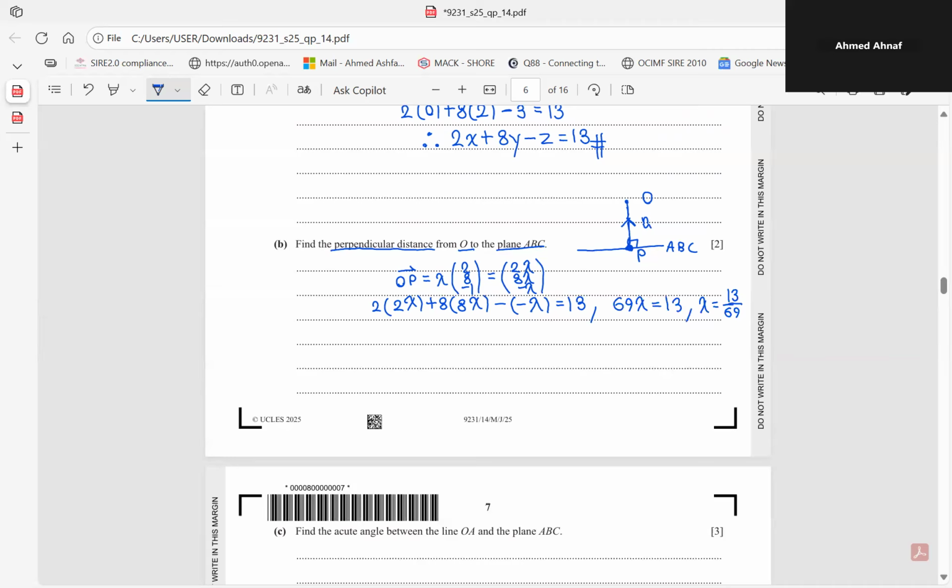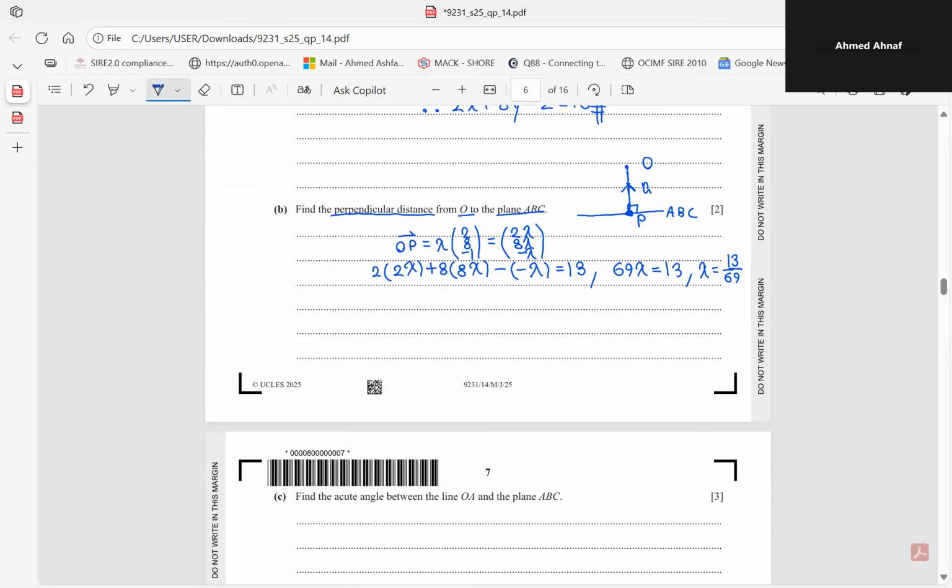Now we just have to find the distance of this vector OP. So to do that, we just have to take the modulus of OP and find the square root of 2 lambda squared, so 2 times 13 over 69, whole thing squared, plus 8 times 13 over 69, whole thing squared, plus minus 13 over 69 squared. Okay, so let me see.